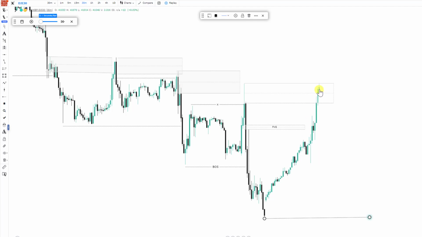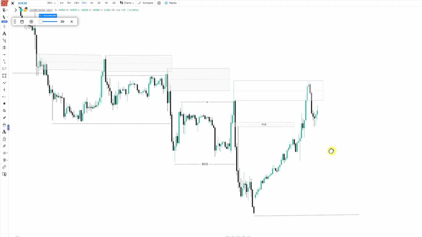Now price comes back for mitigation, it mitigates our level, and with the momentum price reacted back into our zone. You see, a lot of people might be discouraged from trading from this particular zone. Now you see price starts reacting to the downside, and this was a very good reaction to the downside.